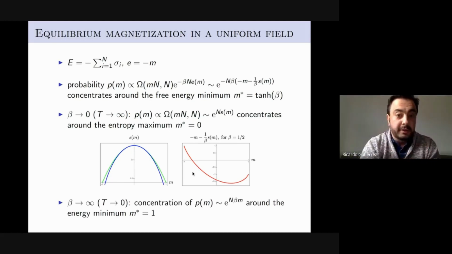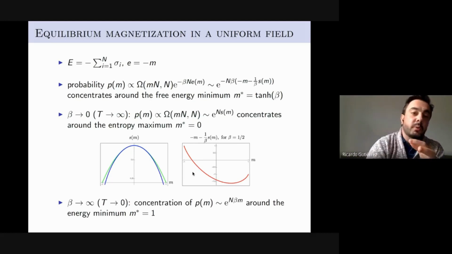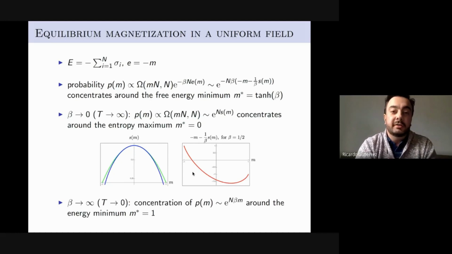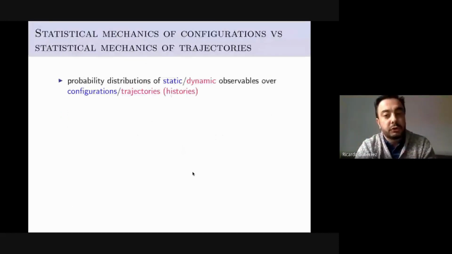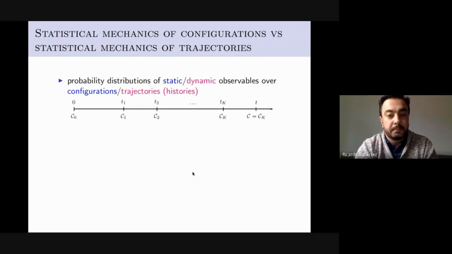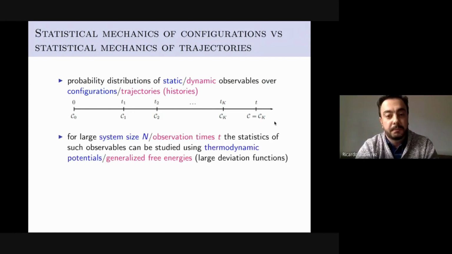And now what I'm going to explain is how these ideas change when you move to a statistical mechanics, not of configurations, but of trajectories. So in that case, you have probability distributions of, before was static observables, now it's dynamic observables. And before, the probability distributions were distributions over configurations, now it's over trajectories, sometimes called histories. So you have a certain configuration that is changing across time, and at the end you want to study the statistics of observables that are integrated across this whole trajectory.